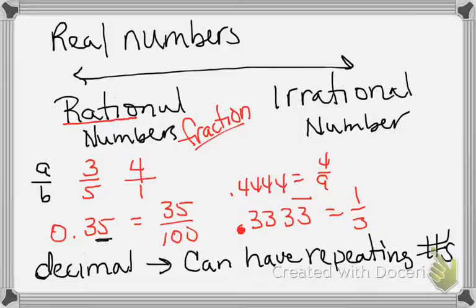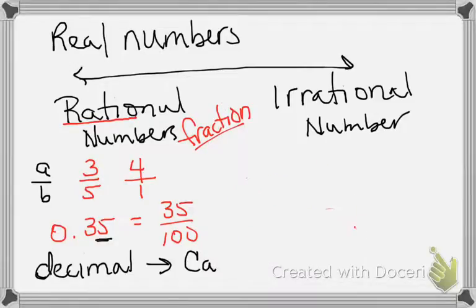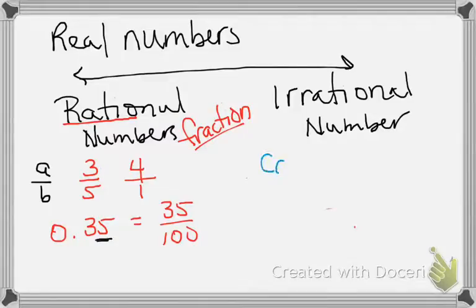Okay, let's talk about irrational numbers. All right, so irrational numbers cannot be made into a fraction. We're going to erase some of this so you can see some examples. So an irrational number cannot be made into a fraction.